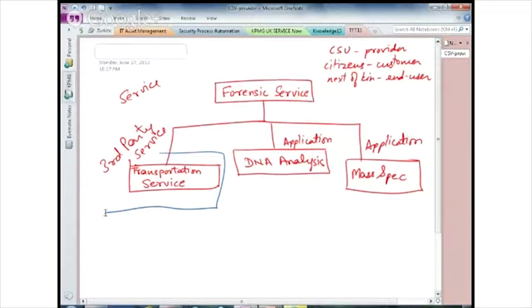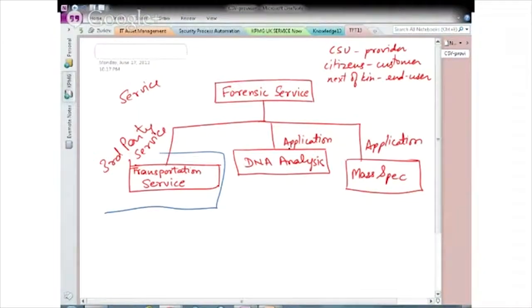Remember, the only difference between a service asset and a configuration item was defined as the fact that a configuration item is a service asset that you care to manage to provide the service. So our question is, for this thing to be a CI, pretty much everything is a service asset, right? So for this thing to be a CI, do I care about it to manage it? So going in that direction, I'm going to say DNA analysis and mass spec are the two applications that I support. Now, how do they run?